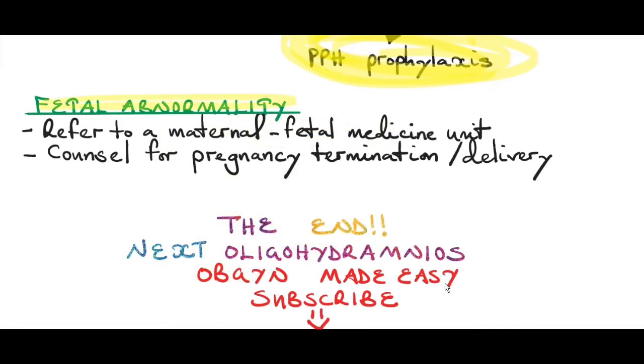However, if there's fetal abnormality, remember that the management we just discussed above is for a patient with moderate or severe polyhydramnios but there's no fetal abnormality. But if there's fetal abnormality, it's best you refer to a higher dependence unit where there's a maternal fetal medicine unit, and you counsel the patient for pregnancy termination or delivery because of the congenital abnormality the fetus is most likely to have. This comes to the end of our discussion.